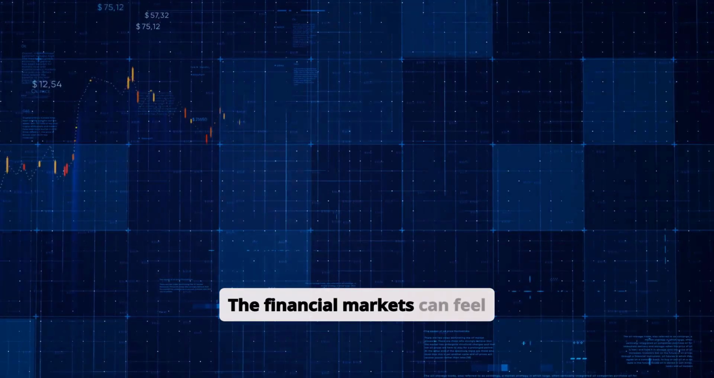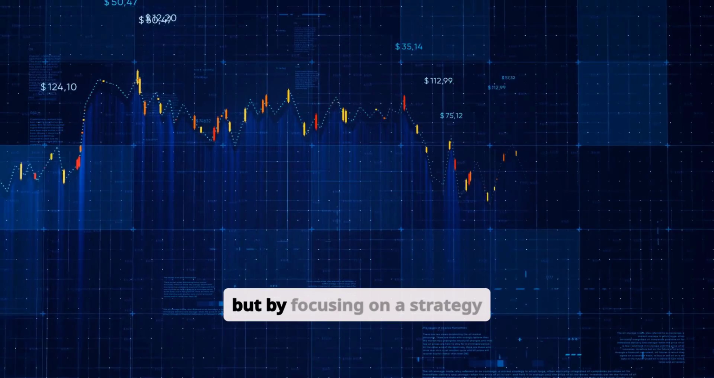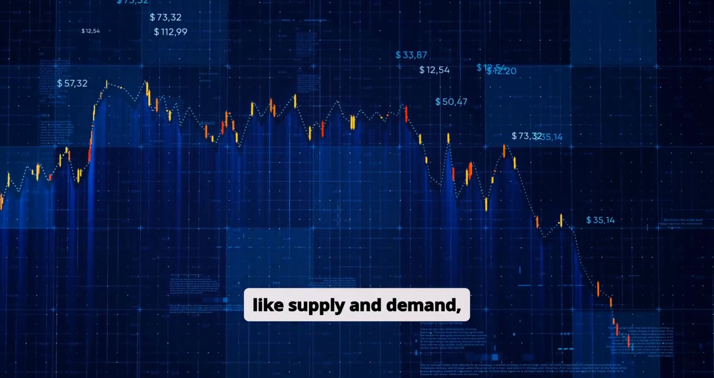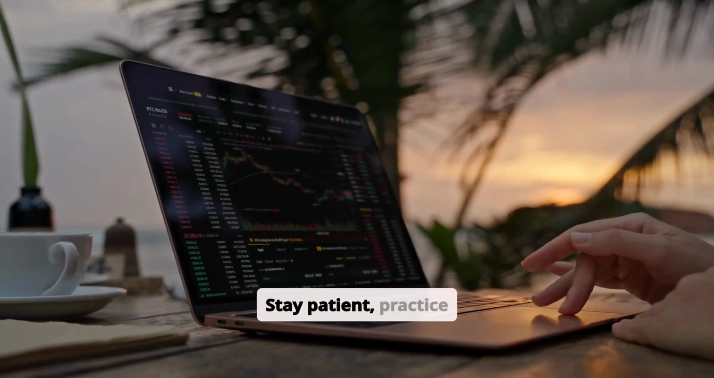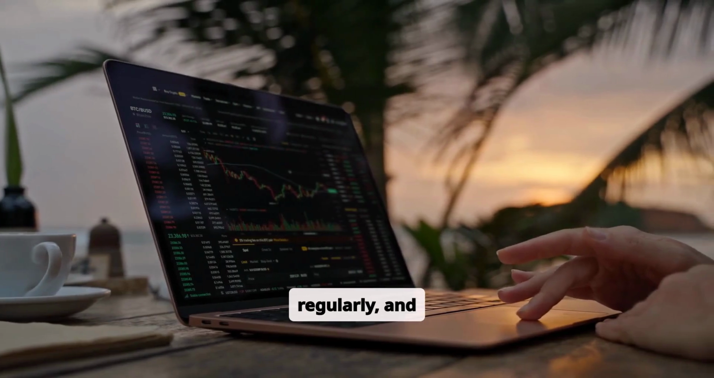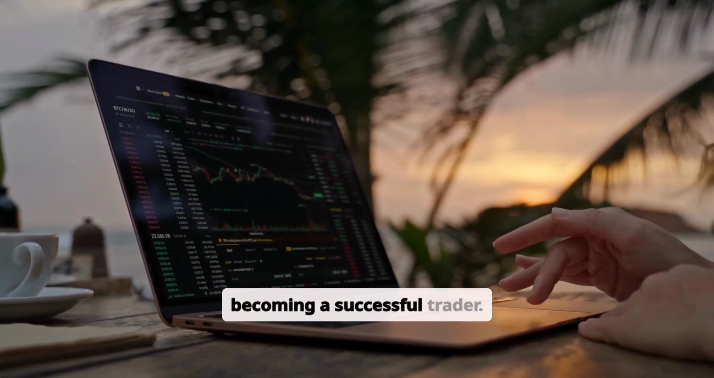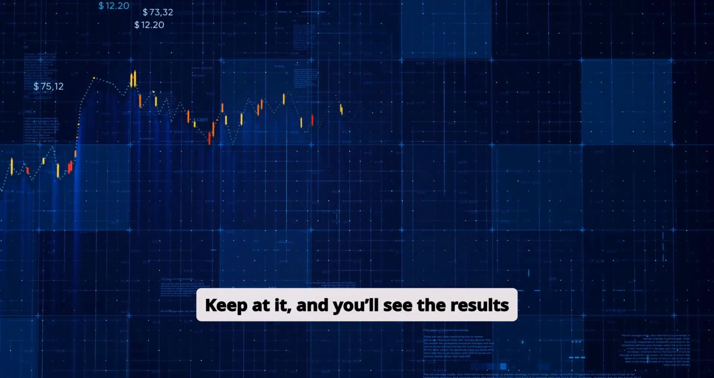The financial markets can feel overwhelming at first, but by focusing on a strategy like supply and demand, you'll be empowering yourself to think strategically. Stay patient, practice regularly, and remember, you're on a journey to becoming a successful trader. Keep at it and you'll see the results unfold.